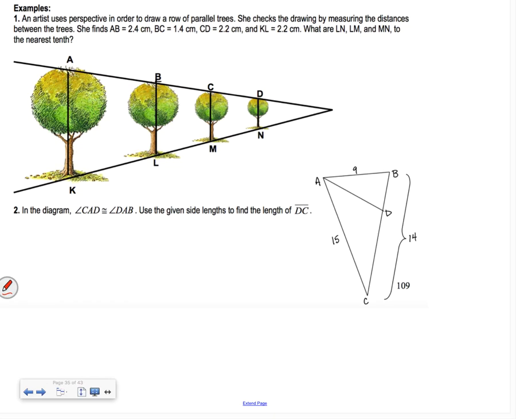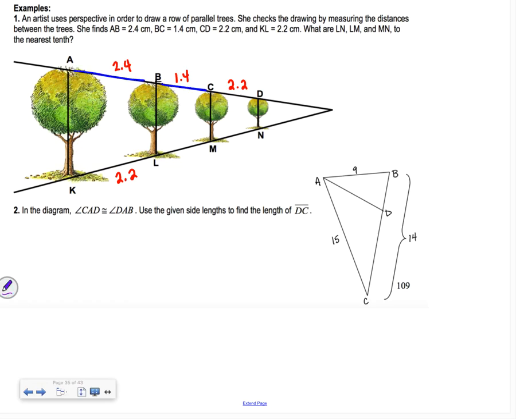Here's an example. It says an artist uses perspective in order to draw a row of parallel trees. She checks the drawing by measuring the distances between the trees. She finds that AB is 2.4, BC is 1.4, CD is 2.2, and KL is 2.2. What are LN, LM, and MN to the nearest tenth?